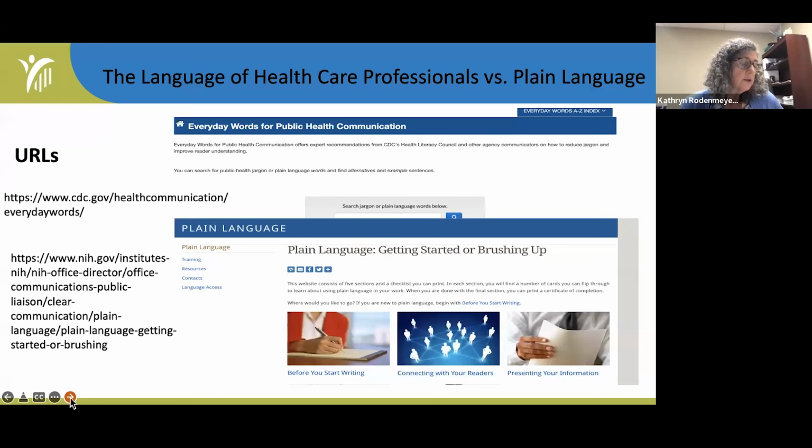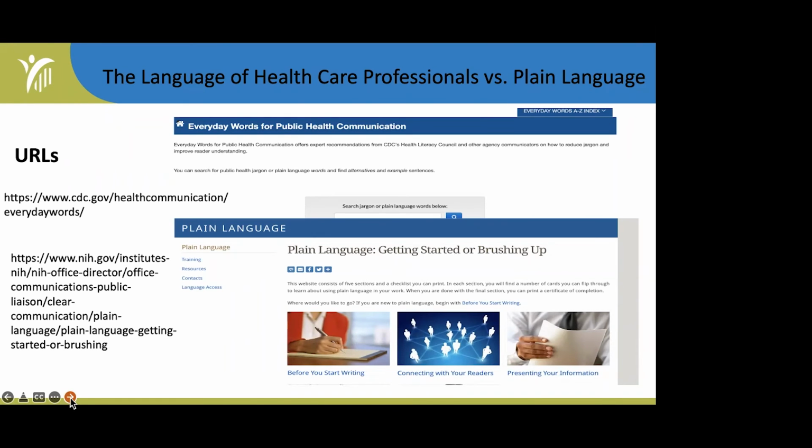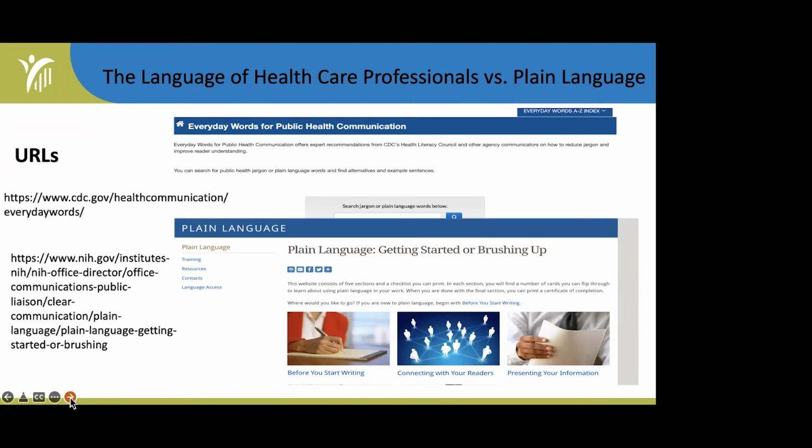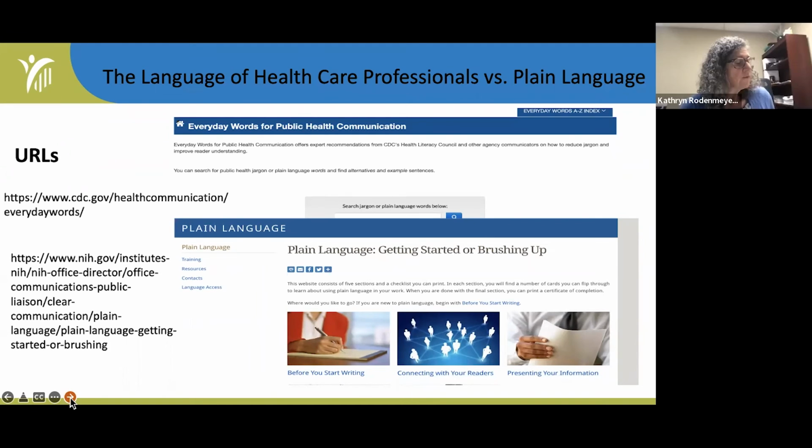Resources are available to help you with plain language when speaking to patients and when providing print materials. There is a resource called Everyday Words for Public Health Communication. It comes from the Centers for Disease Control and Prevention, and it offers expert recommendations from the CDC's Health Literacy Council and other agency communicators on how to reduce jargon and replace problematic terms to improve comprehension.